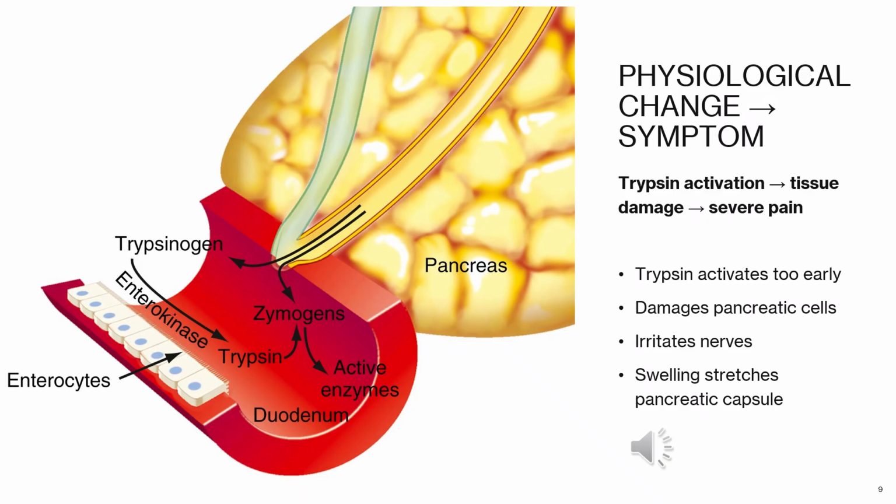One of the most important physiological changes in acute pancreatitis is the premature activation of an enzyme called trypsin. When trypsin becomes active inside the pancreas, it damages tissue and triggers a strong inflammatory response. This leads to severe abdominal pain because the injured tissue irritates nearby nerves and the swelling stretches the pancreatic capsule. This is why the pain is often intense and radiates towards the back.